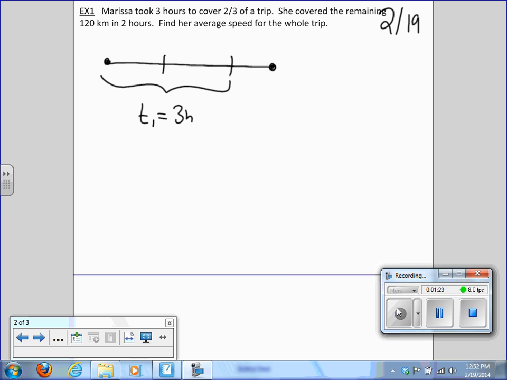She covered the remaining 120 kilometers in 2 hours. So the last part of the trip, the time is what? 2 hours. And so that's T2. And D2 equals 120 kilometers. All right. Now, what do you notice about our units and our time? Okay, does anybody notice anything?